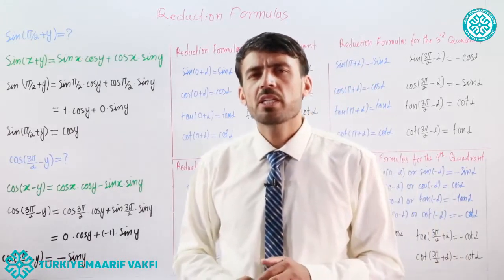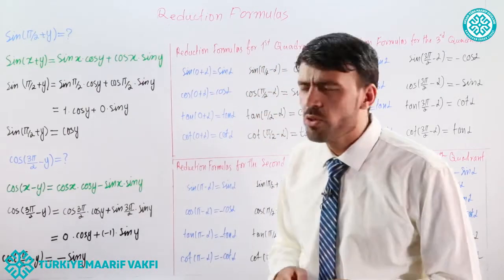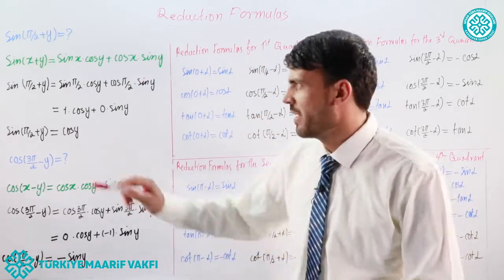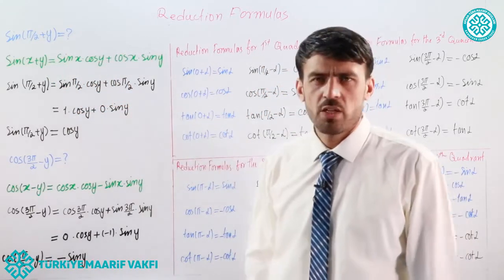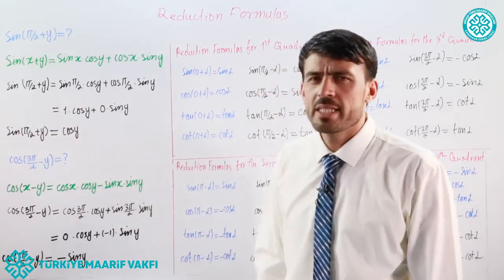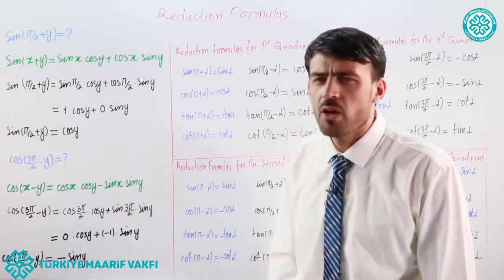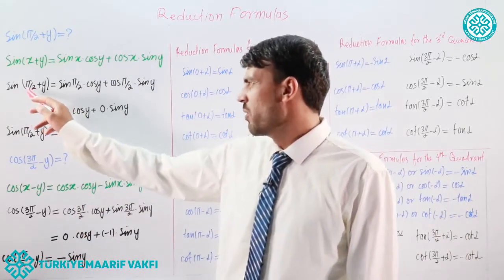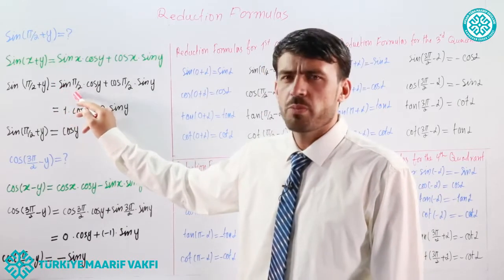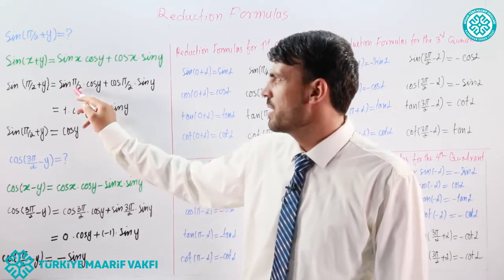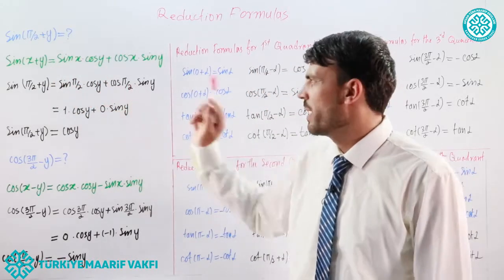How can we find a new relation? We can use the sum formula. The sum formula for sine function is sine of x plus y is equal to sine x cosine y plus cosine x sine y. Here we are going to replace x with pi over 2. The formula will become sine of pi over 2 plus y is equal to sine pi over 2 cosine y plus cosine pi over 2 sine y.